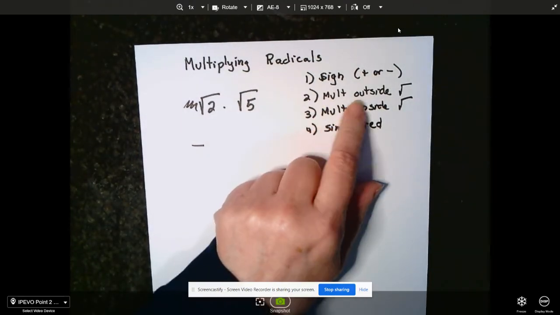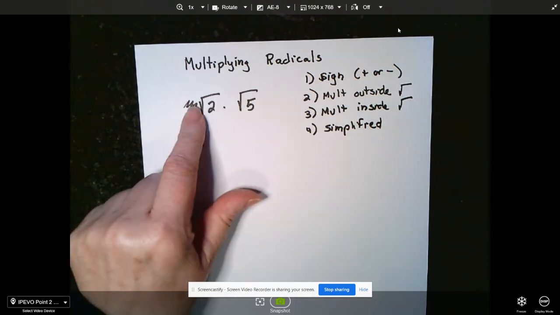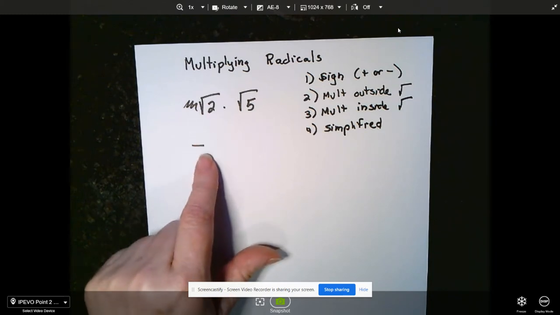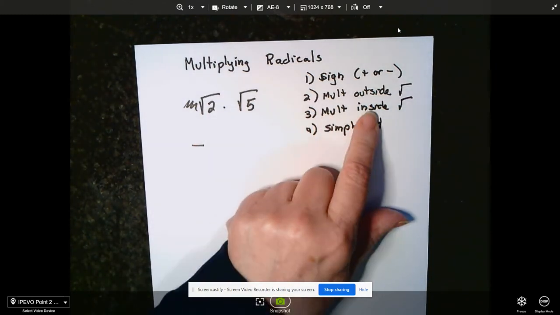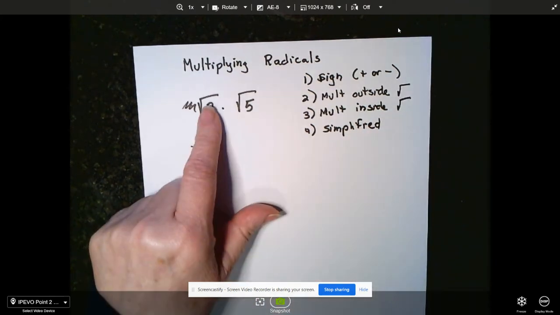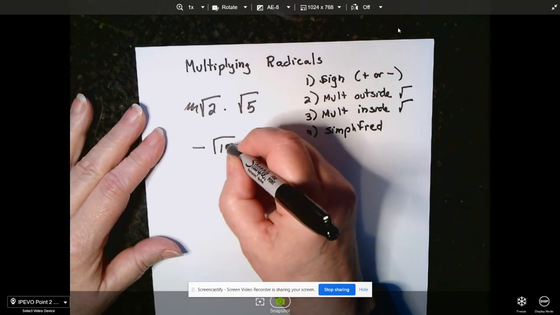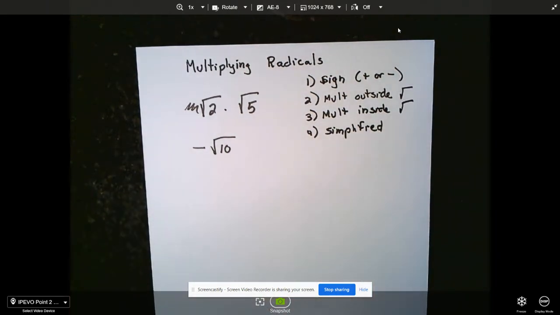Now, next I'm going to multiply the numbers that are outside the radical. Well, I have no numbers out here. Number 1 is assumed, so 1 times 1 is 1. So I could either put a 1 here or just leave it off. Next, I'm going to multiply the numbers inside the radical. So 2 times 5, but it has to stay inside the radical. So 2 times 5 is 10. So that will be the square root of 10.